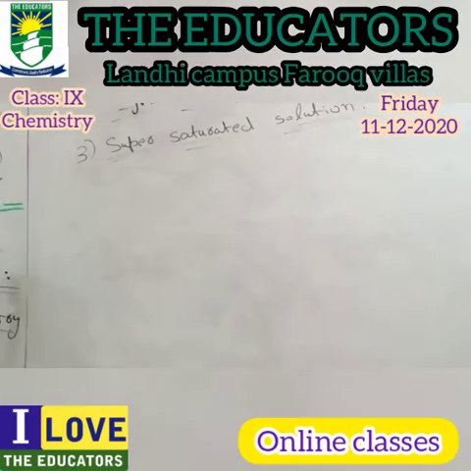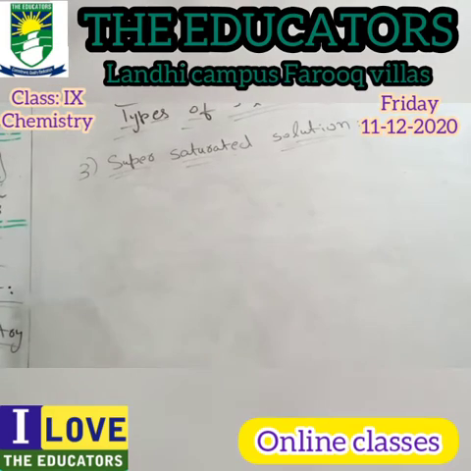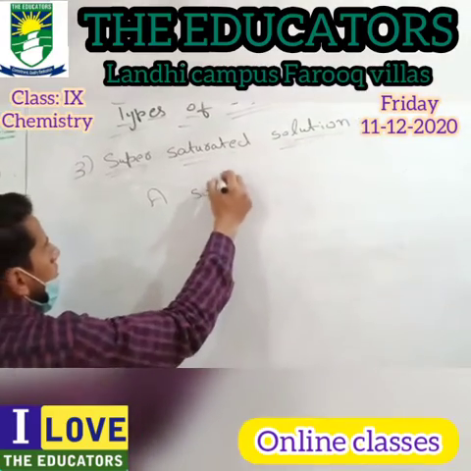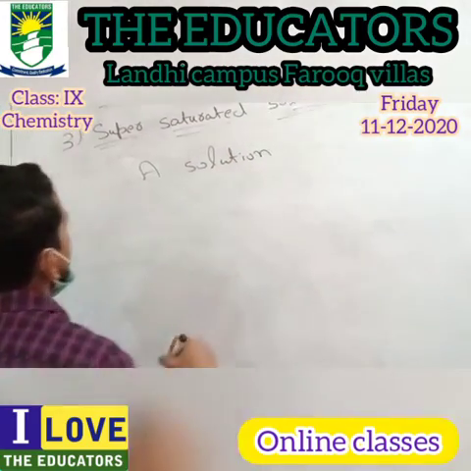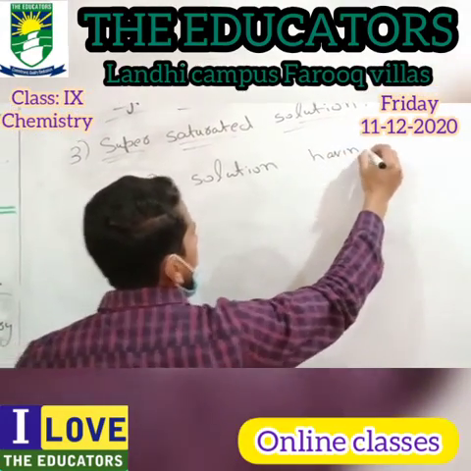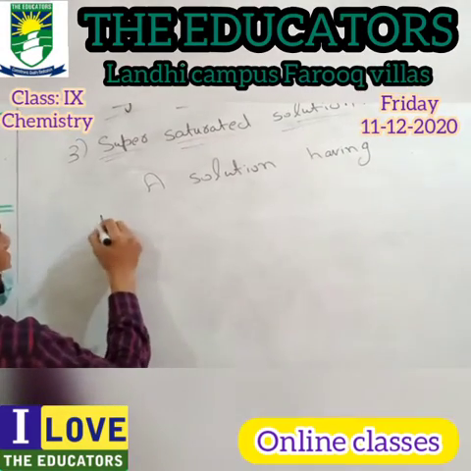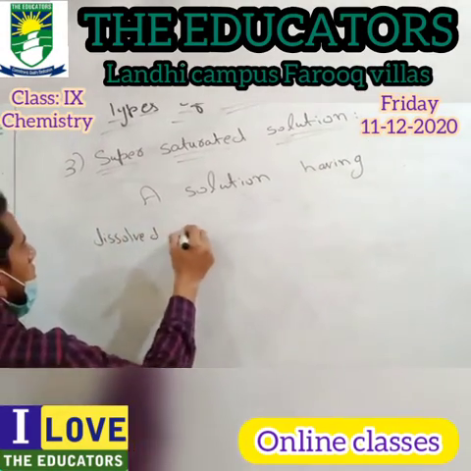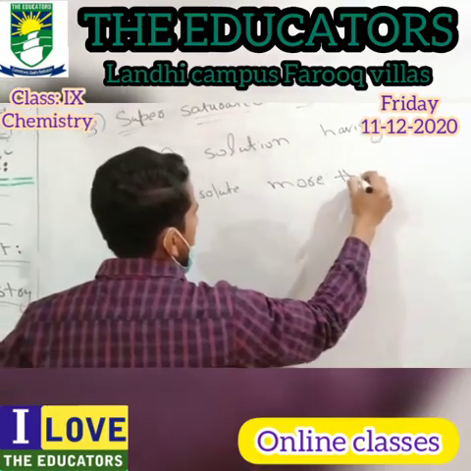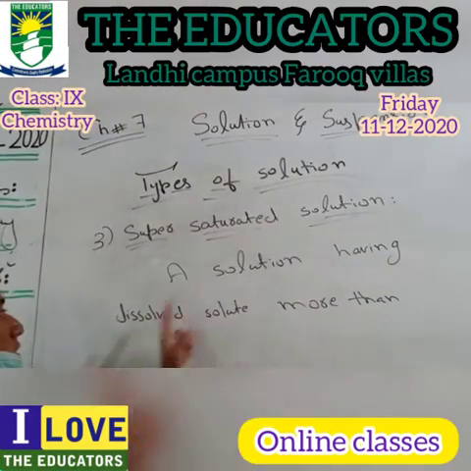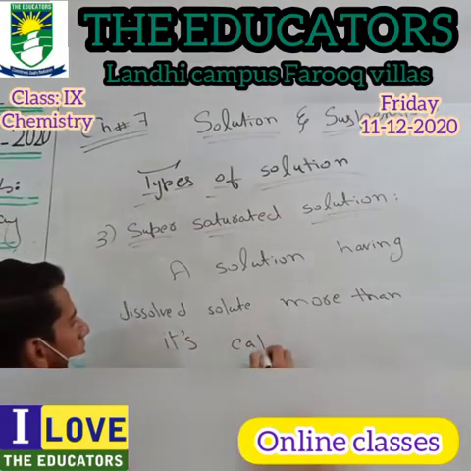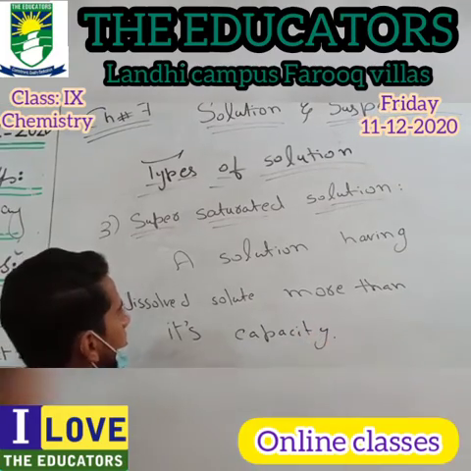Now we are considering type number 3 for solution, that is supersaturated solution. That is a solution having dissolved solute more than its capacity. So a solution having dissolved solute more than its capacity is a supersaturated solution.